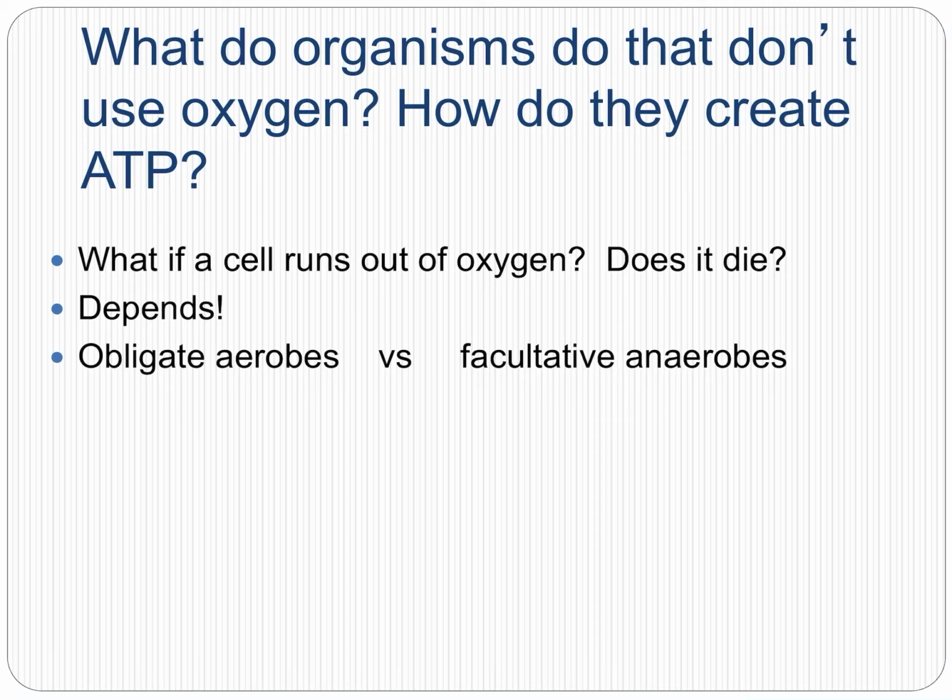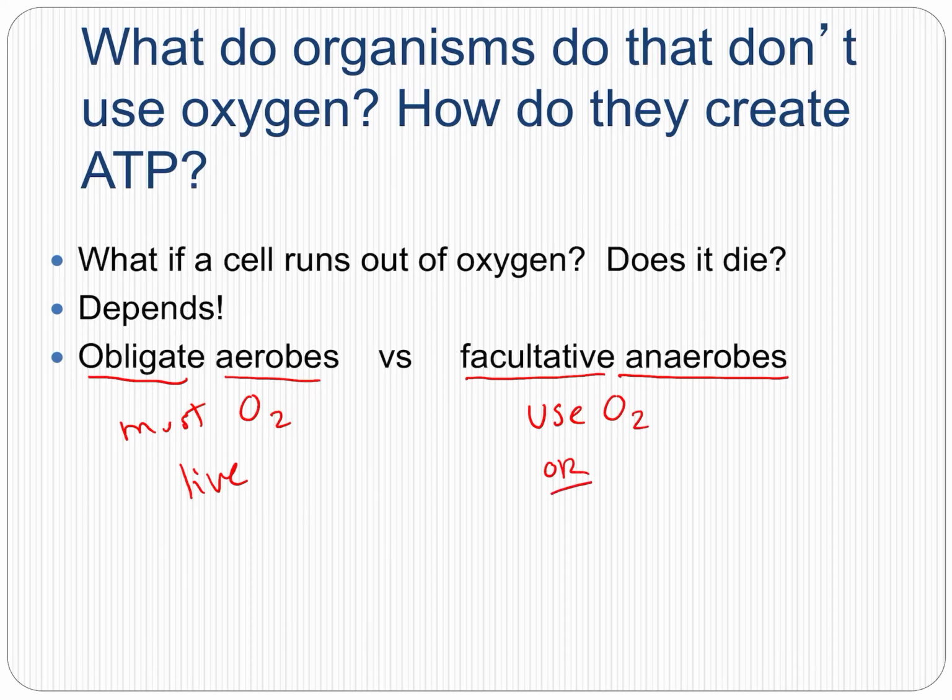and then there are other organisms out there that can do both. They can use oxygen to make energy, or they can live without it. So let's talk about these terms here. The word obligate aerobe means that you must use oxygen to survive. The word facultative kind of means that you can go both ways. So facultative anaerobe means that you can use oxygen when it's present, or you can ferment, not use oxygen to make ATP. Okay, so you can do both.